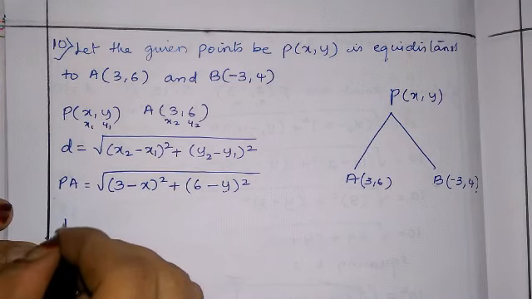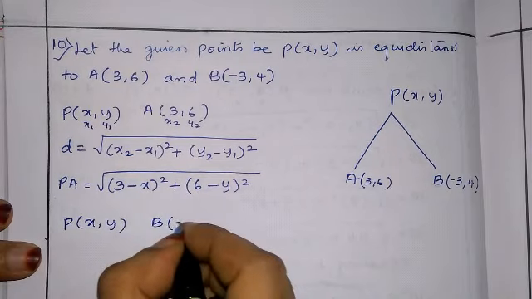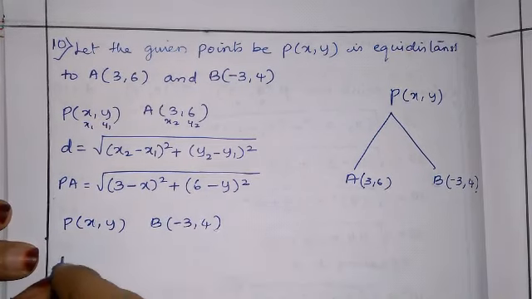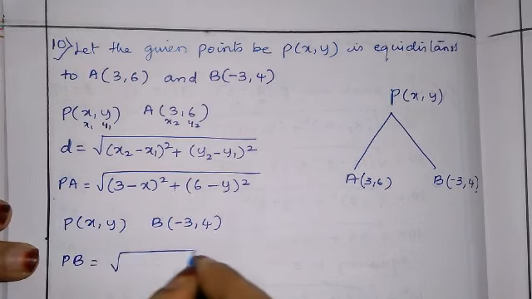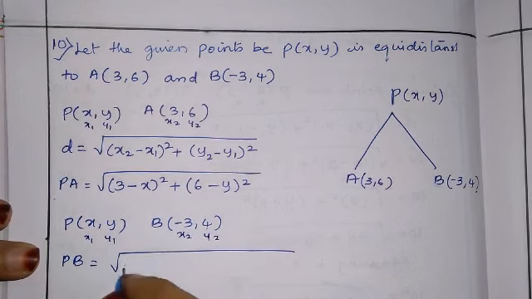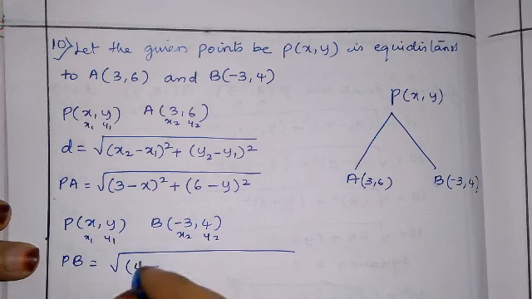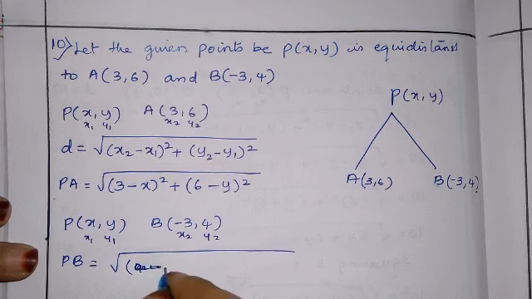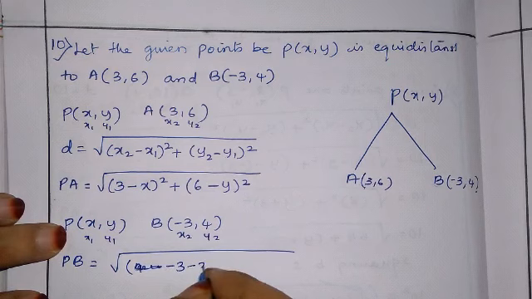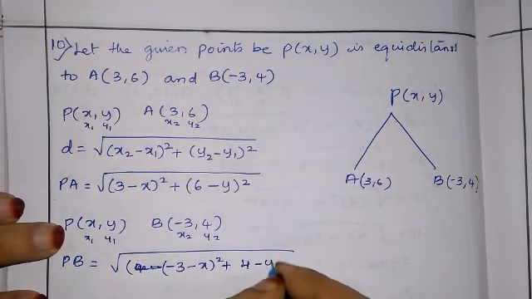Now let us go for P and B. P is (x, y), B point is (-3, 4). Okay. PB is equal to root of the same formula, x1, y1. We will consider this x2, y2. So x2 minus x1, sorry, y2 minus y1. First is x2 minus x1: -3 minus of minus x whole square plus y2 minus y1.